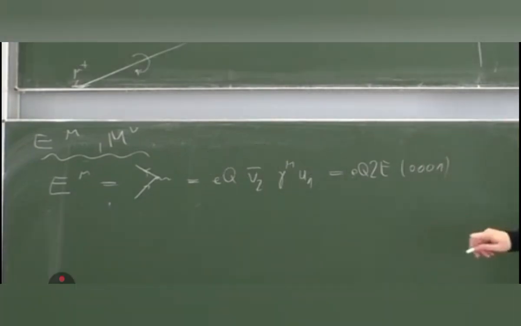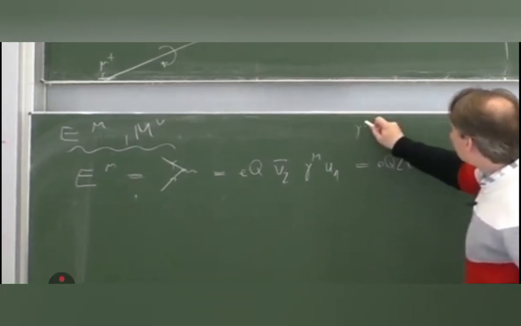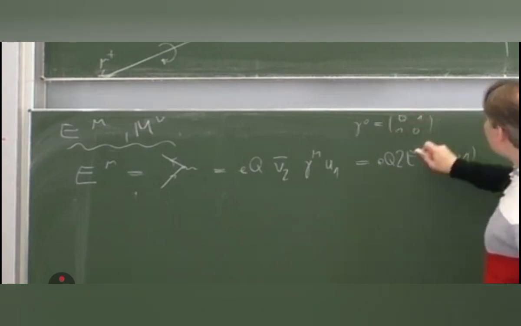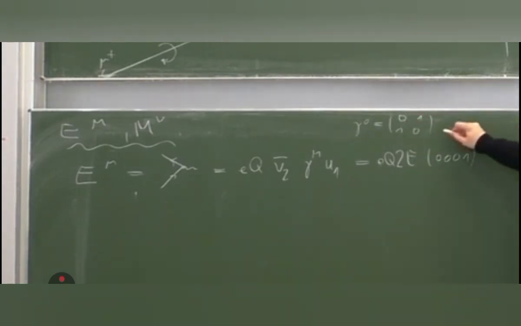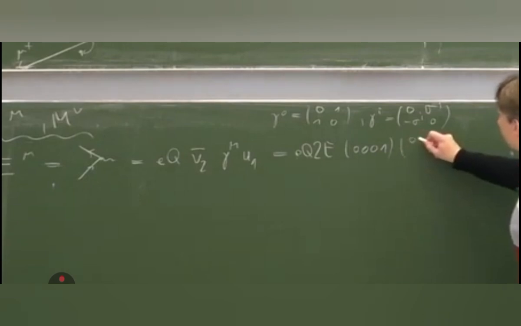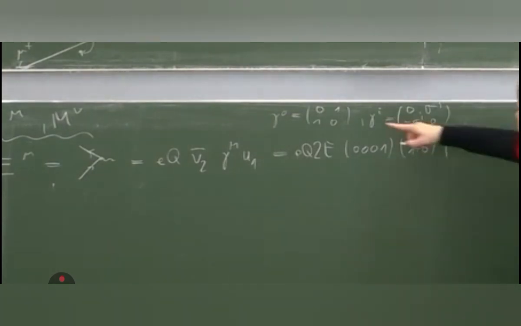And the bar means that we have to multiply with gamma 0. Gamma 0, just to remind you, is 0, 1, 1, 0 in our chiral representation. And the gamma I is 0, sigma I, minus sigma I, 0. These are the gamma matrices. So gamma 0 has to be multiplied, that is this block matrix with 2 by 2 blocks. Then we have gamma mu, which is this here.